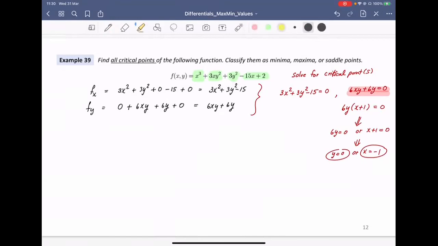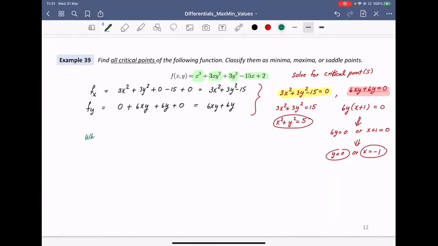How about the one that I highlighted in yellow here? You have 3x squared plus 3y squared equal to 15. If you divide everything by 3, you have x squared plus y squared equal to 5, just to make the numbers smaller. So the critical points that you want are the points on the circle x squared plus y squared equal to 5, and it must be the case that y equal to 0 or x equal to -1.